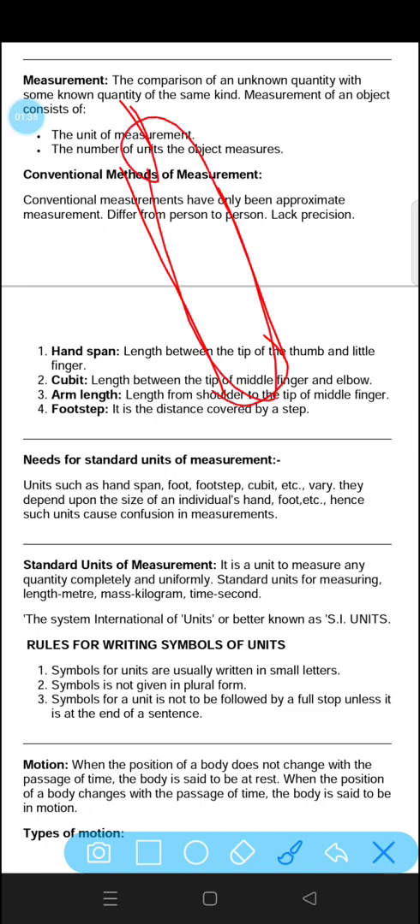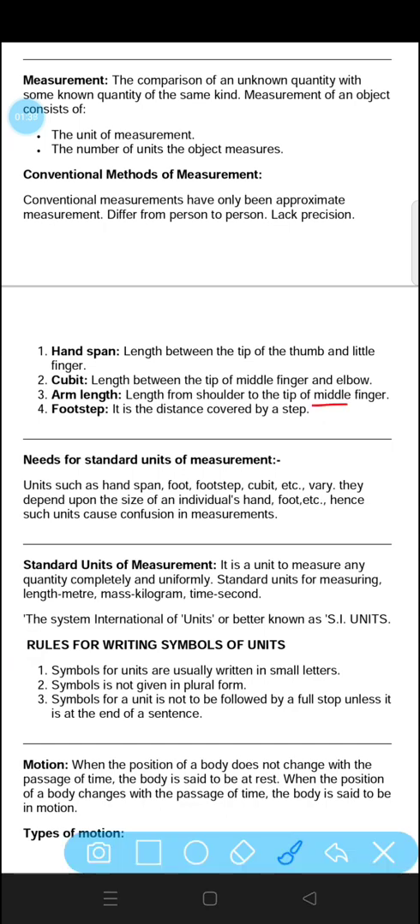Arm length, the length from the shoulder to the tip of the middle finger. And footstep is the distance covered by a step. So handspan is the smallest one, then is cubit from the elbow till the middle finger. Arm length is from the shoulder till the middle finger, and footstep is the distance covered by a step.